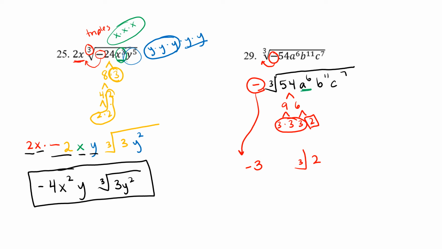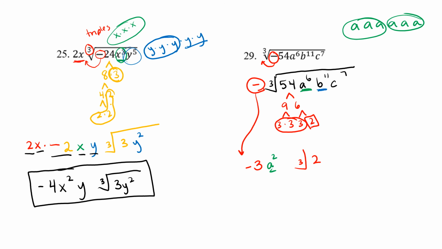So let's look at a to the 6. We're talking groups of 3 here. How many groups of 3 can you pull out of a to the 6th power if there's 6 a's? Well, that's 2 groups, right? So that would be a squared, right? Or you can write a until you get 6 of them, showing that there's 1, 2 groups. It would come out of this cube root as a times a, which is where we're getting that a squared right there.